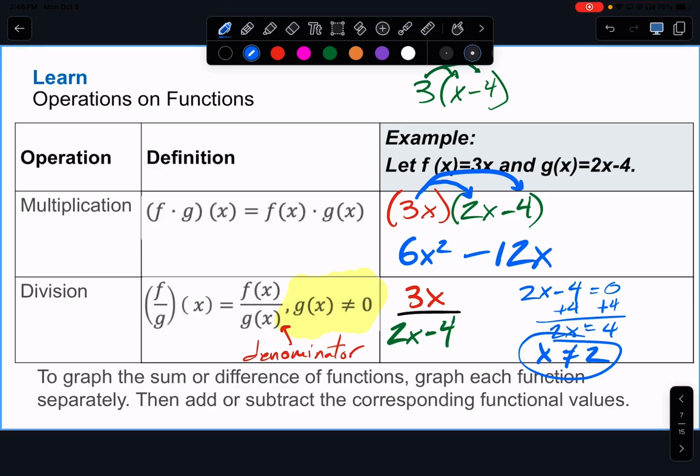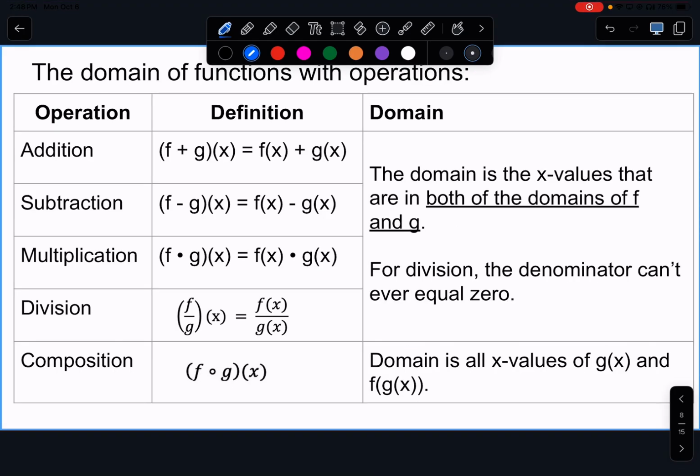It could be negative 2. It could be 220. It could be 2,000. It could be negative 22. It just cannot be 2. Because if it were 2, we would get undefined. We would not get an output. We would not get an answer. Okay? So this is describing the domains.